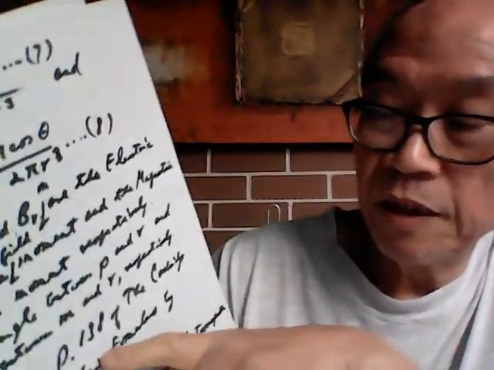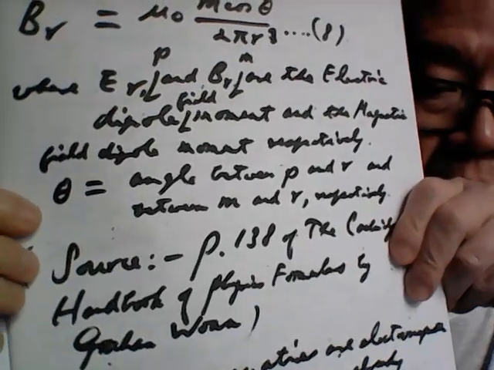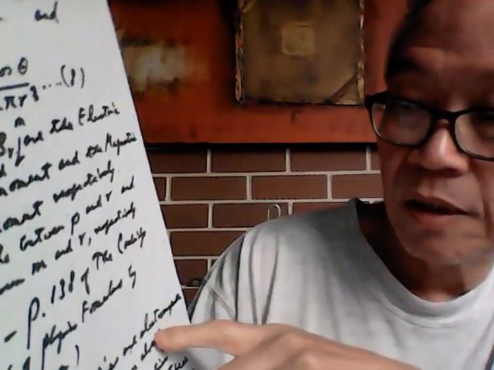The source of this equation I got from page 138 of the Cambridge Handbook of Physics Formulas by Mr. Graham Woan. These are of course electromagnetic equations. However, as I've already demonstrated, the electromagnetic force and gravity are identical. Thus, this equation must also apply here.